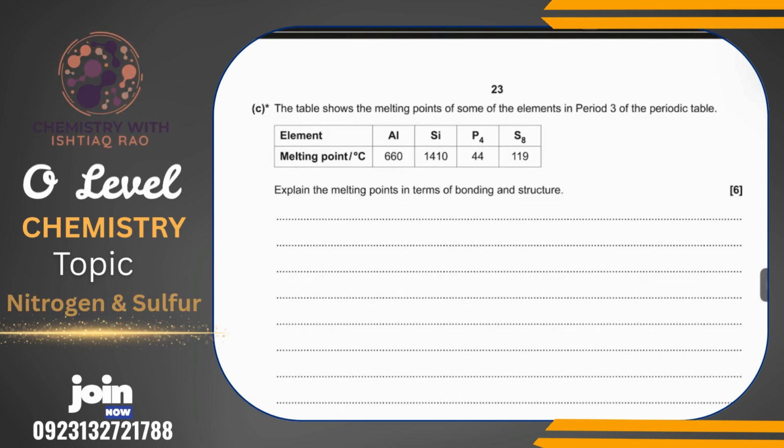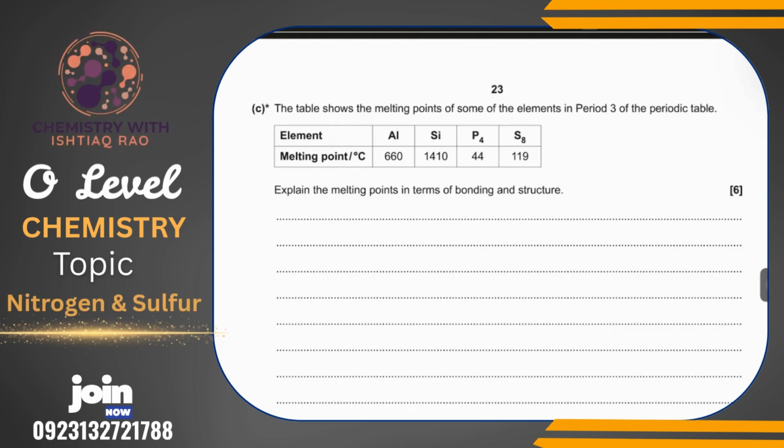The table shows the melting points of some of the elements in period 3 of the periodic table: aluminium, silicon, phosphorus, and sulfur. Aluminium is 660, silicon is 1410, P4 is 44 only. It's two digit. S8 is 119. Of course, we have discussed that metals are going to have high melting point as compared to the non-metal, and this is true in that case.